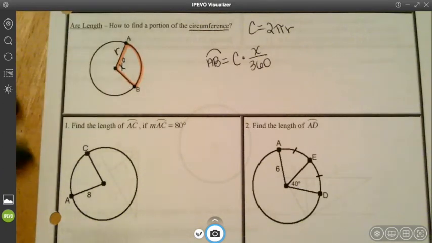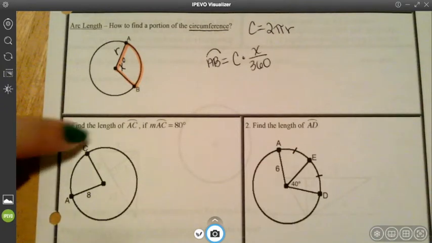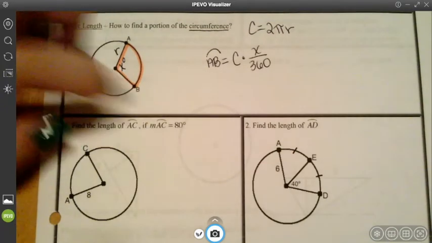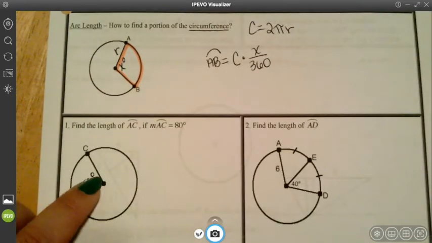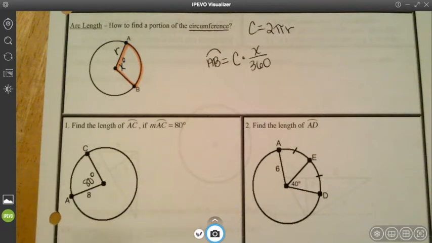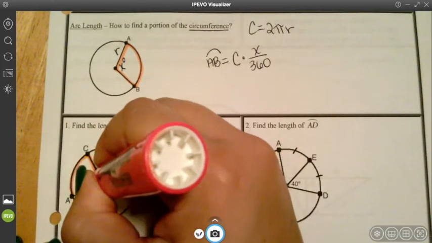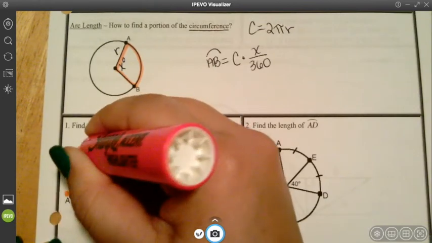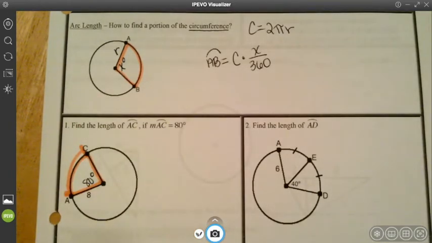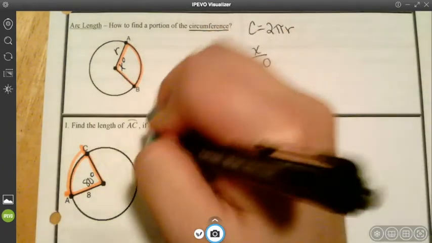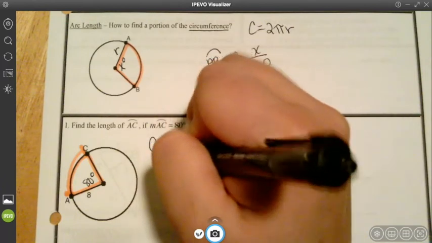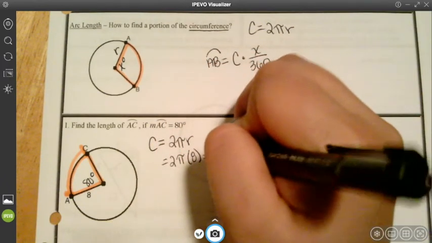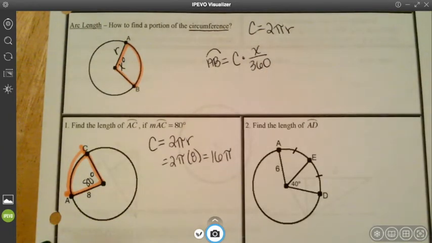So let's go ahead and apply this. I want to find the length of arc AC, and the measure of angle AC is 80 degrees. I have the radius, I have an angle measure, and I want to find just the pink part of the arc. So I'm going to need that angle measurement. First, let's find the whole circumference, which is 2 pi r. 2 pi times my radius, which is 8, gives me 16 pi. I'm not going to round anything until the very end if I have to.